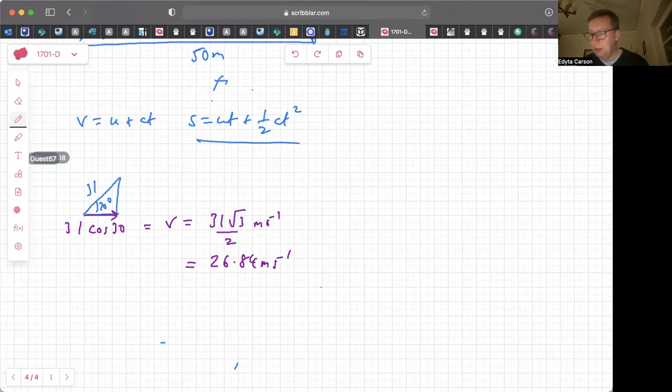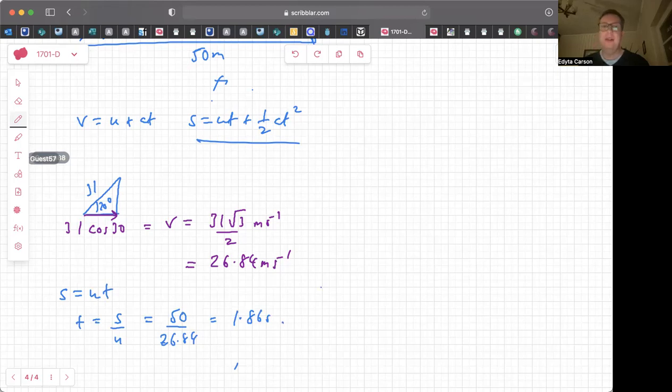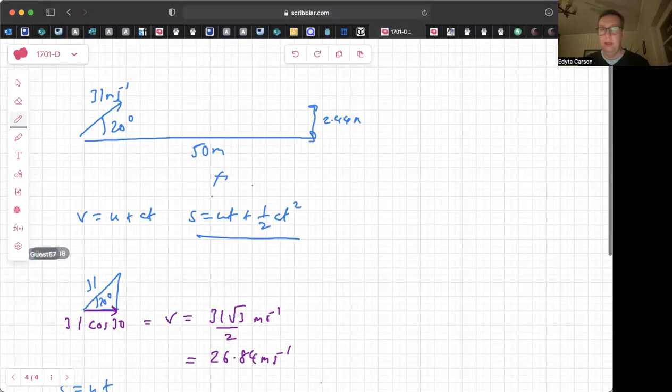So as it goes horizontally, we can just use S equals UT, and we're trying to figure out T. So T will equal S divided by U. So the distance, which is 50, divided by 26.84. You can see it's going to be a fraction less than 2 seconds. So 50 divided by 26.84 is 1.86 seconds. Okay. So we know that the ball is in the air for 1.86 seconds when it gets to the goal.